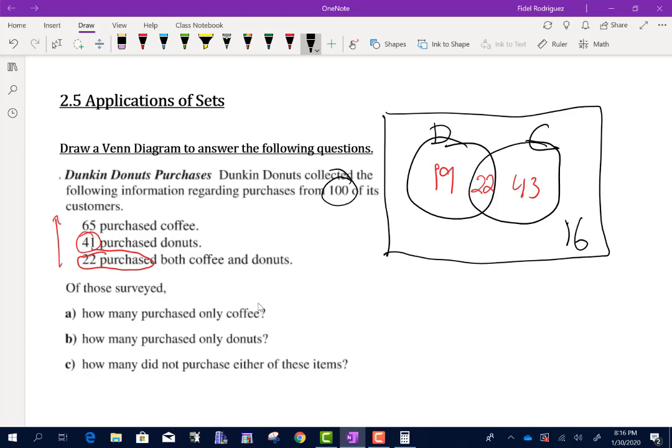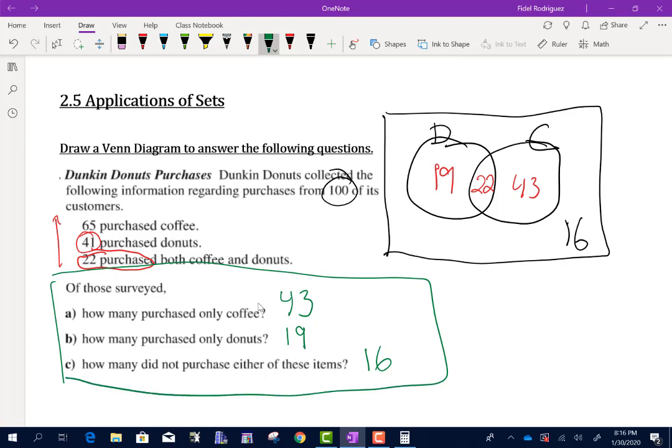All right. Now, we can go ahead and answer our questions. First question, how many people only bought coffee? Only bought coffee would have been 43. How many only bought donuts? That would be 19. How many did not purchase either of those? That would be 16. Now, guys, one thing I want you to notice is when I did this problem, I hadn't even worried so much about my ABC part yet. I was just trying to get this piece set up. And usually once I get that piece set up, I will have the answers to those questions as I go along, okay?